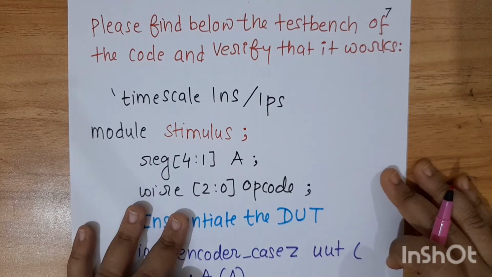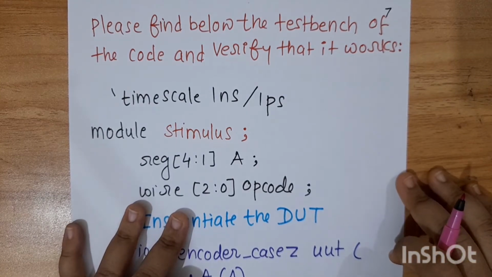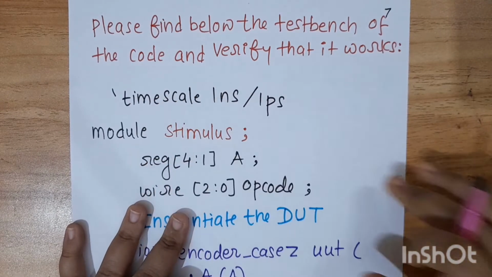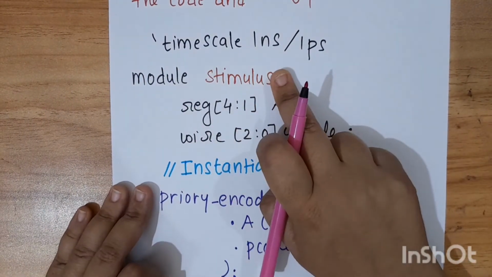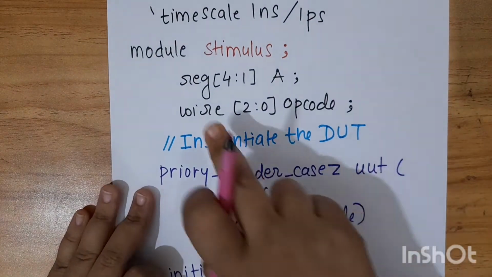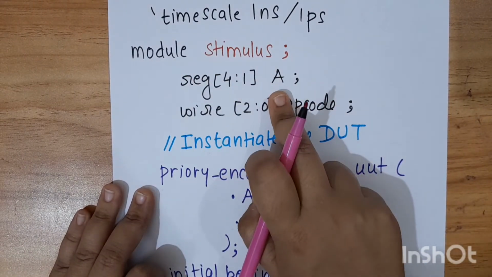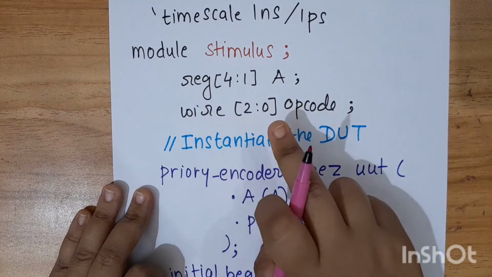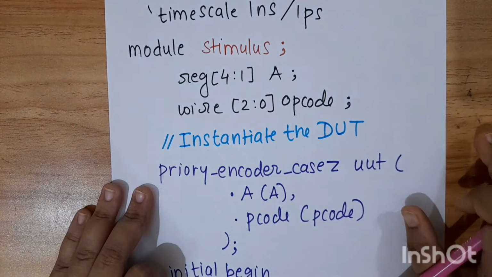As we have seen the priority encoder design module, now we will see the testbench module. So please find below the testbench of the code and we will verify how it works. `timescale 1ns/1ps, module stimulus. Reg [4:1] A. So the input is made here as reg [4:1] A. Wire [2:0] opcode. The output is put as wire here.